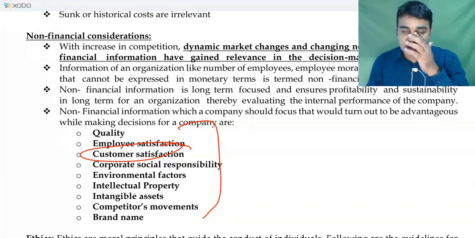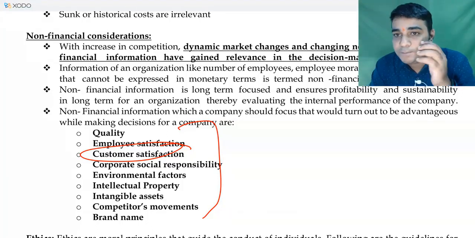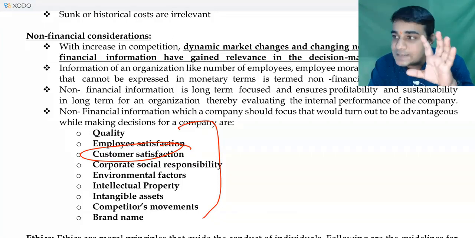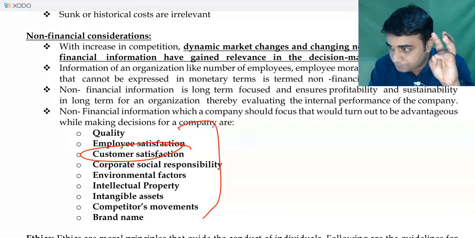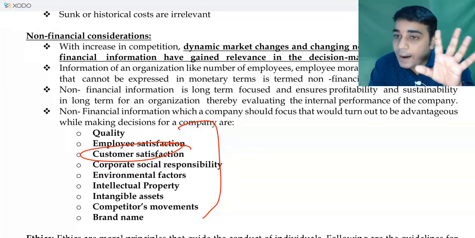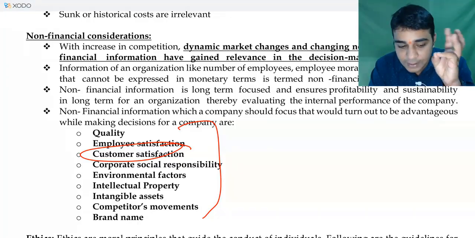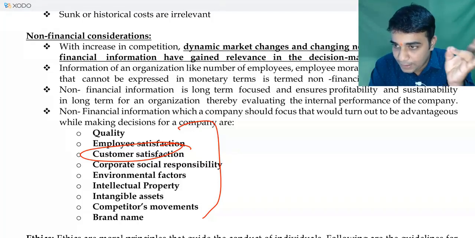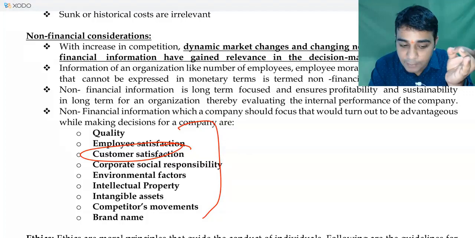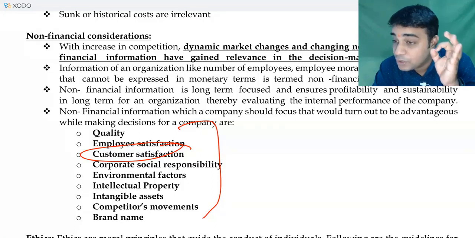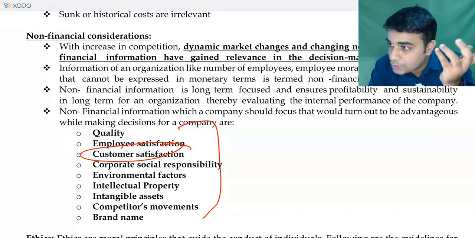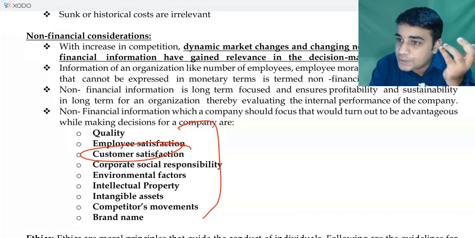Corporate social responsibility. An organization needs to take care of all stakeholders of a company. All stakeholders means shareholders, which is financial analysis. Apart from shareholders, customer satisfaction, employee satisfaction, supplier satisfaction, you will have to think about suppliers as well. Supplier is not one of the points which is mentioned there. Government is also a stakeholder. They want taxes to be paid on time. Society expects something from you. Society expects you to do corporate social responsibility.